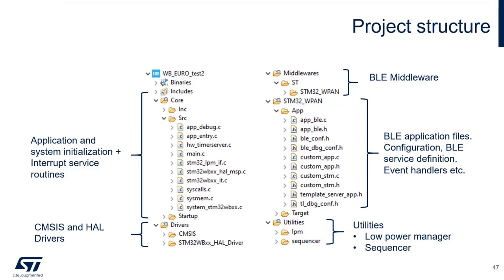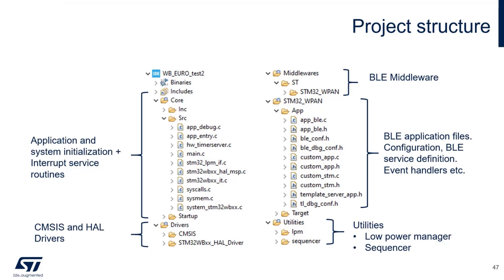So you can see in the Cube IDE that there is a folder core, which includes the initialization of the microcontroller and also of the CM0 plus. There are interrupt service routines, main.c, and similar kind of things. Then we have drivers for the CMSIS and HAL. In the middleware folder, you see the VPAN, which includes the BLE middleware. And then there is a folder STM32_VPAN, which implements the BLE-related application. So we will modify for sure some of these files later on.